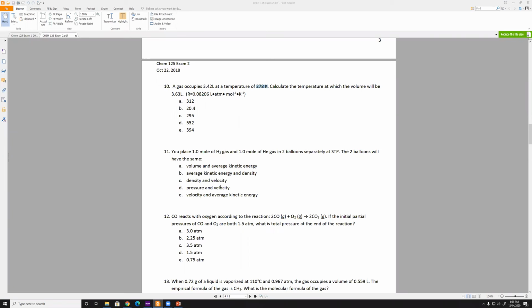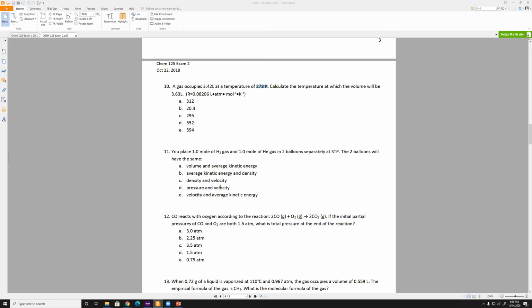So volume, one thing about ideal gases is that the individual molecules are so tiny that we don't consider them to be taking up any volume that's different than other gases. So for all intents and purposes of ideal gases, H2 will take up the same space as O2 even. So the volume will be the same. That's true.